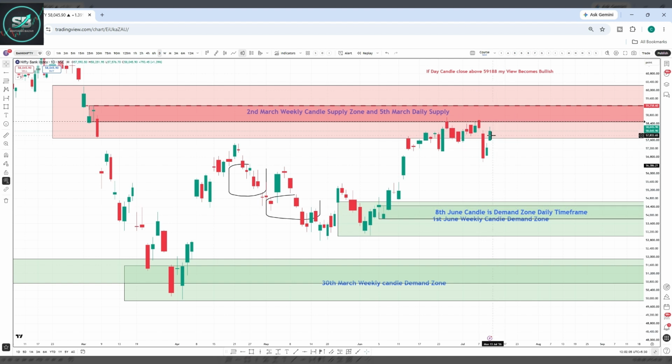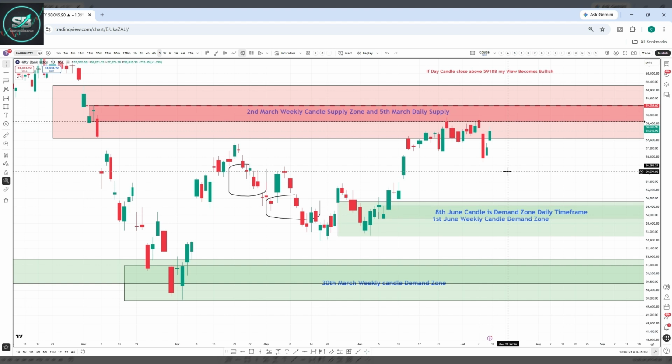So now when price comes to this zone, and if it creates a green candle in the 1 hour or 75 minutes time frame, a good green candle, then I will change my view from bearish to bullish and I will go for the upside target. So this is how I am going to play between this supply and demand zone.